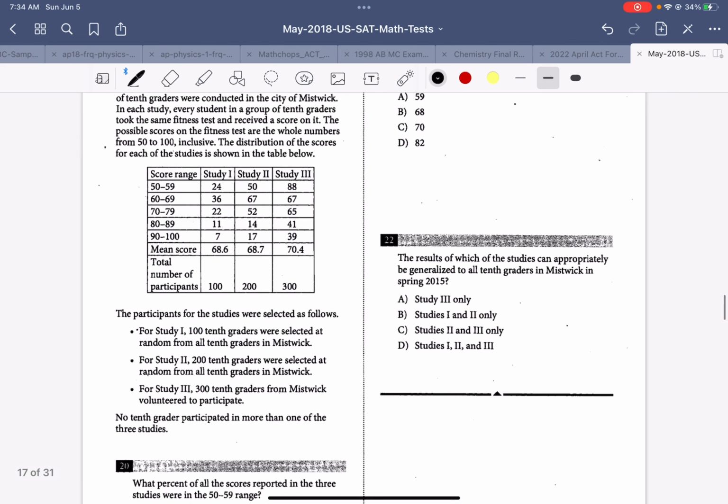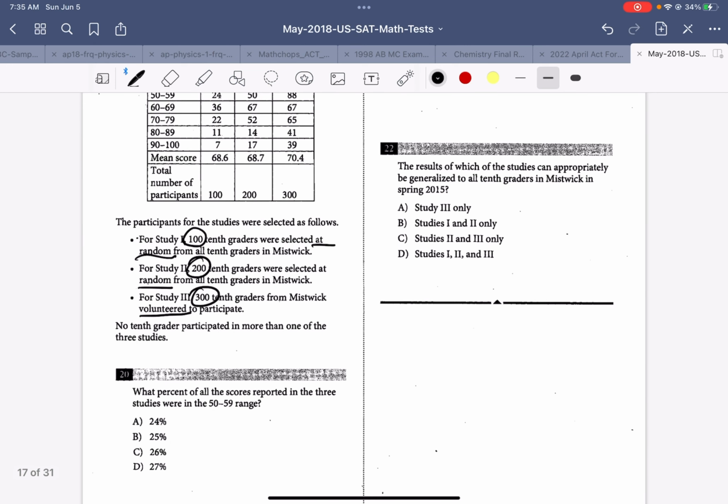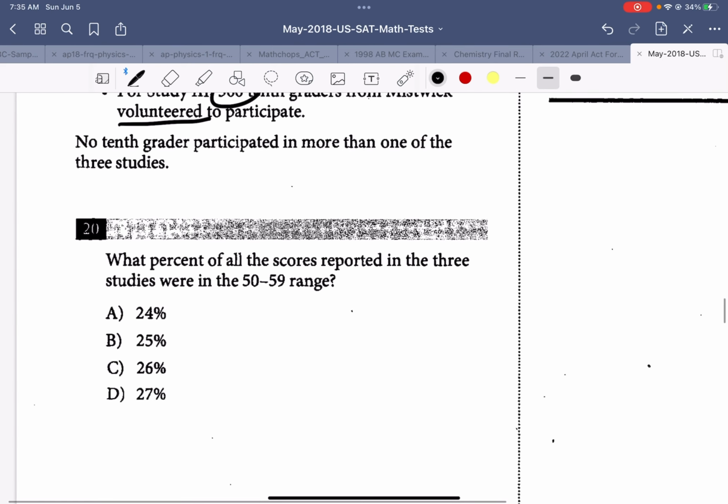Okay. Participants for the studies are selected as follows. For study 1, 100 10th graders selected at random. For study 2, 200 10th graders selected at random. Study 3, 300 10th graders volunteered, not selected, volunteered to participate. And no 10th grader participated in more than one of the 3 studies. Okay, let's read number 20. What percent of all scores reported in the 3 studies were in the 50 to 59 range?